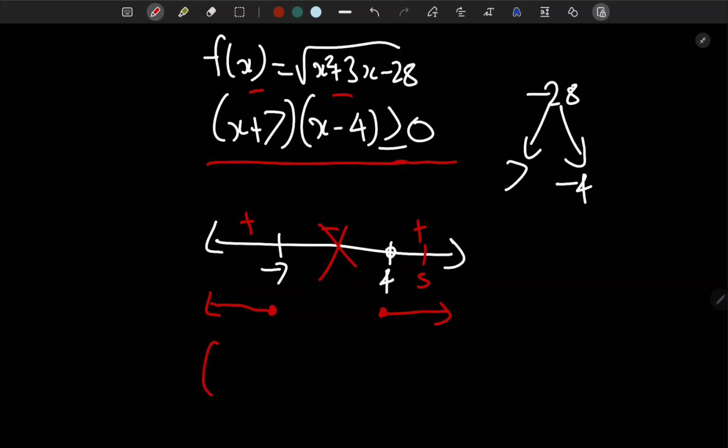So it's going to be from negative infinity to negative 7, and don't forget to use the closed bracket, union, then the open bracket, the closed one, 4 to positive infinity. And that's it, that's the answer.